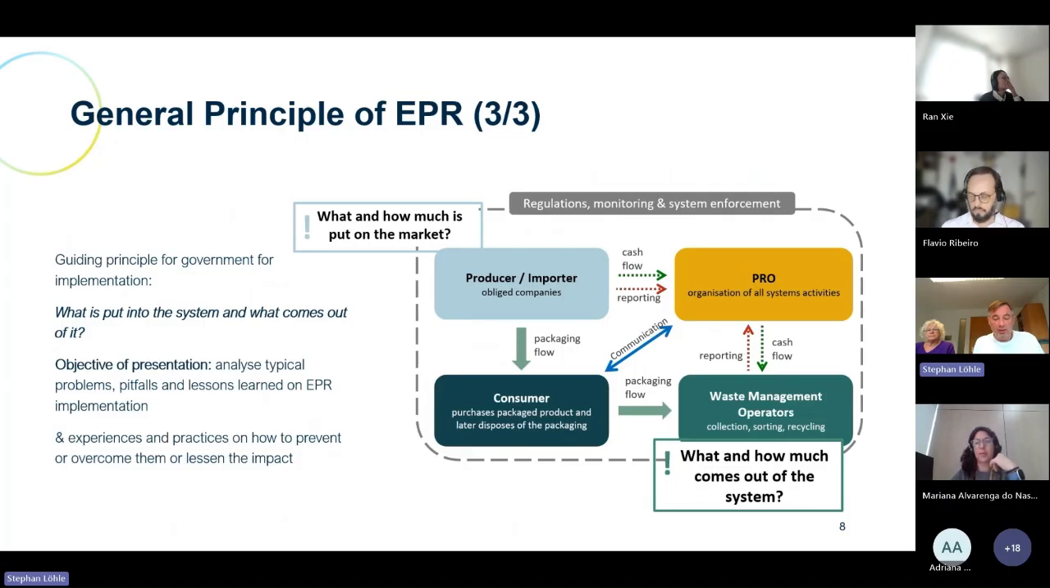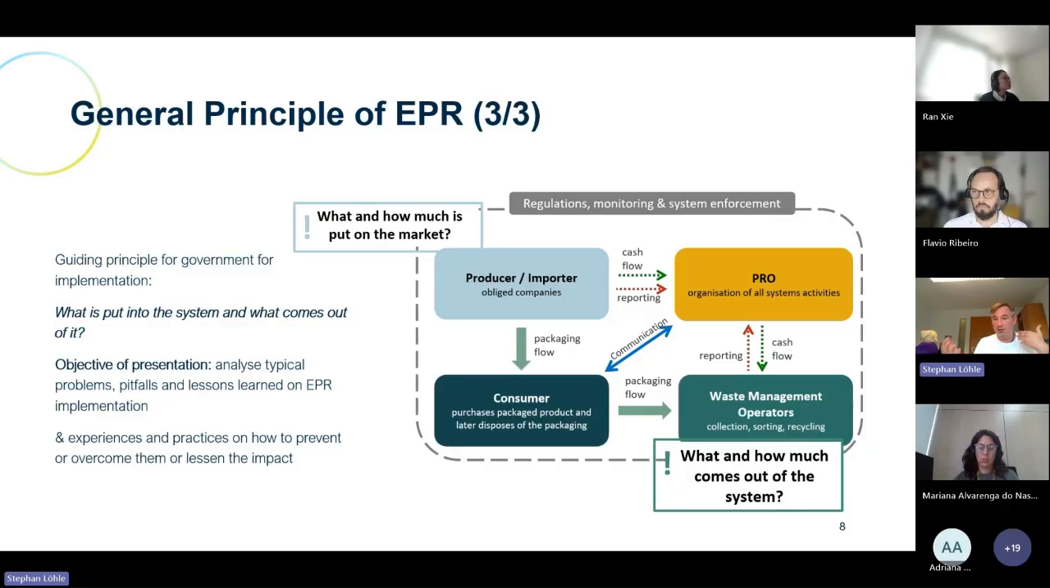It is also to get to know where's the entry point and the outlet of the system with the participating producers and importers. It should be clear what and how much of, in this case, packaging was put onto the market, and what is the amount for the producer responsibility to organize and deal with. Yes. And on the other side, it's what's coming out. So what is being then collected and reported in sorting and recycling based on the operations of the participating waste management operators, which are tendered by the Producer Responsibility Organization.